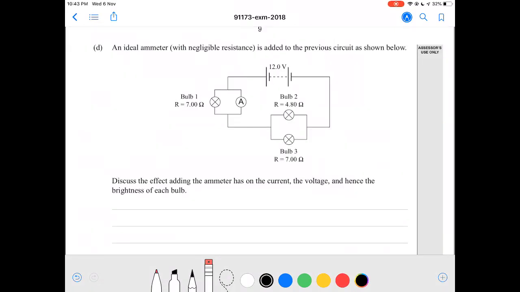Alright, so unfortunately the last video got cut off again. I'm going to redo some parts of the video. So for this, we're up to part D for 2018. An ideal ammeter with negligible resistance is added to the previous circuit as shown below. Discuss the effect of adding the ammeter on the current, the voltage, and hence the brightness of each bulb.